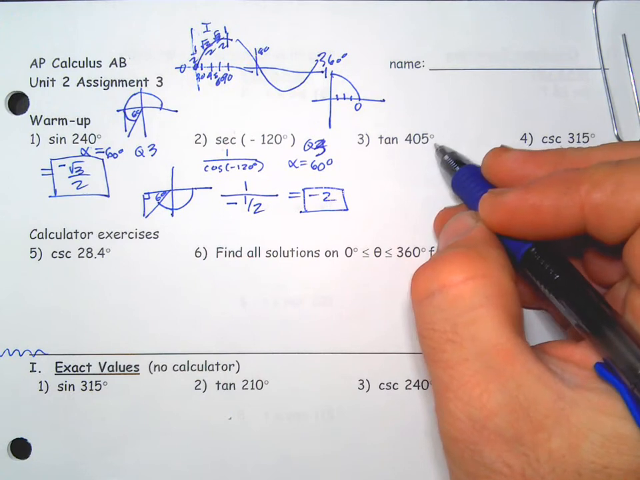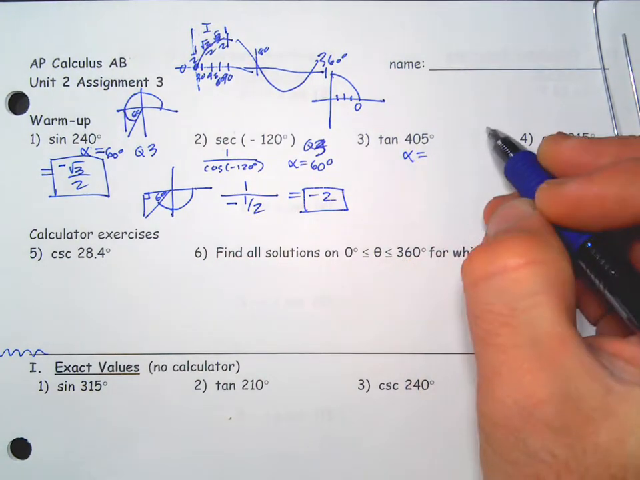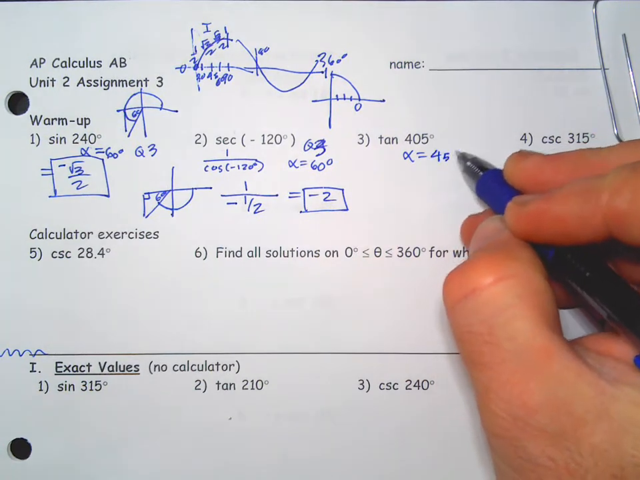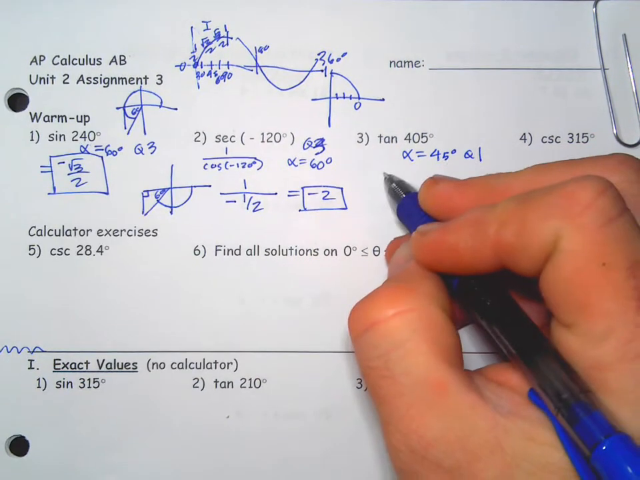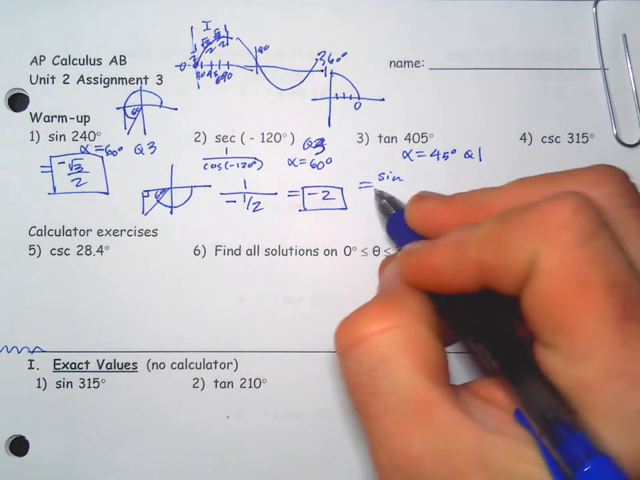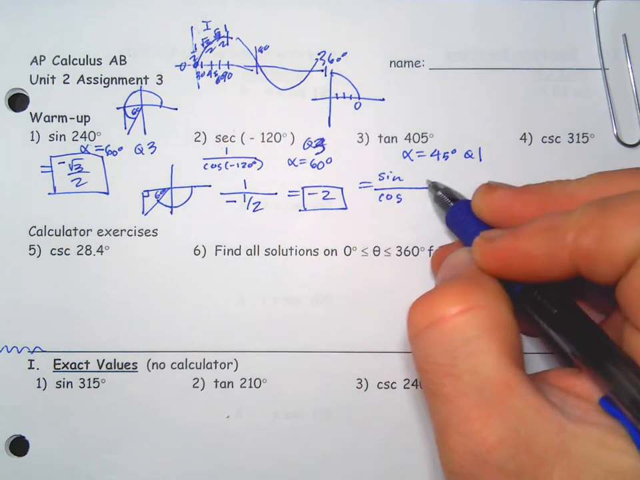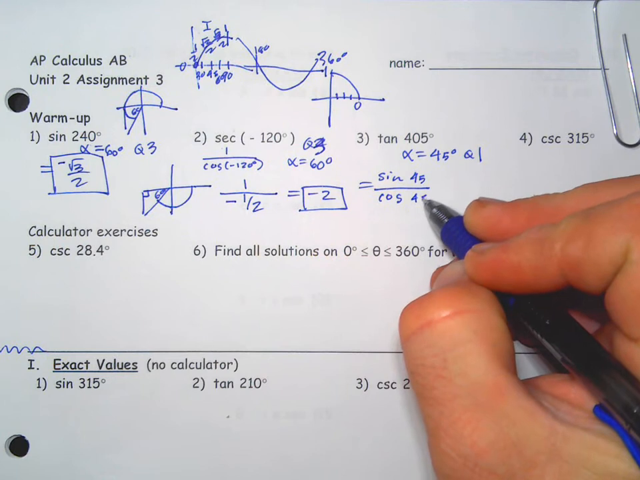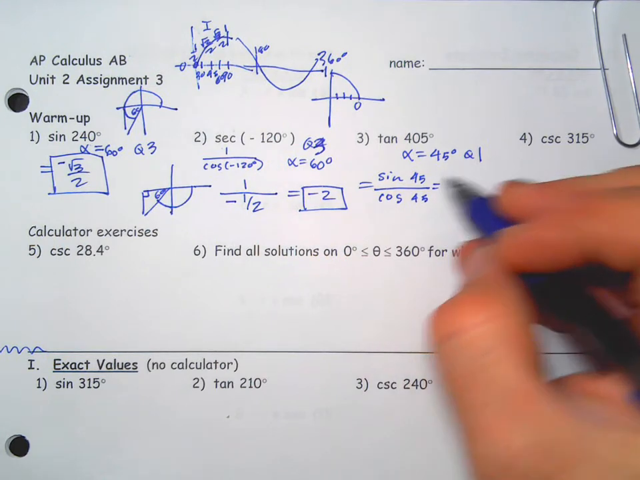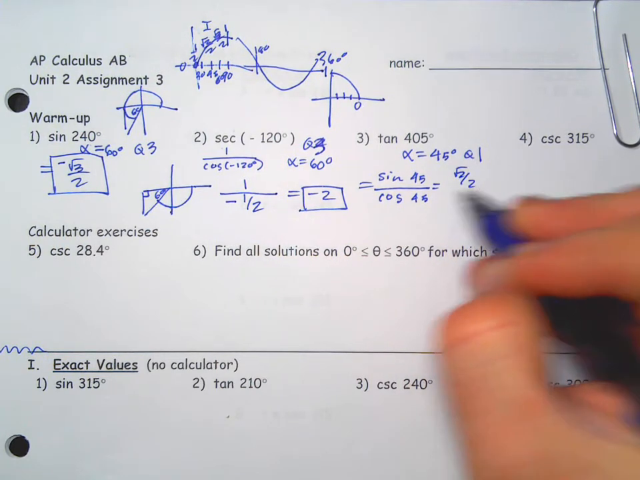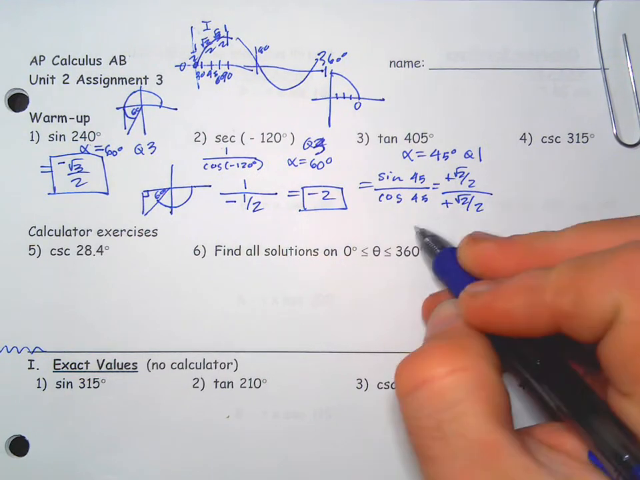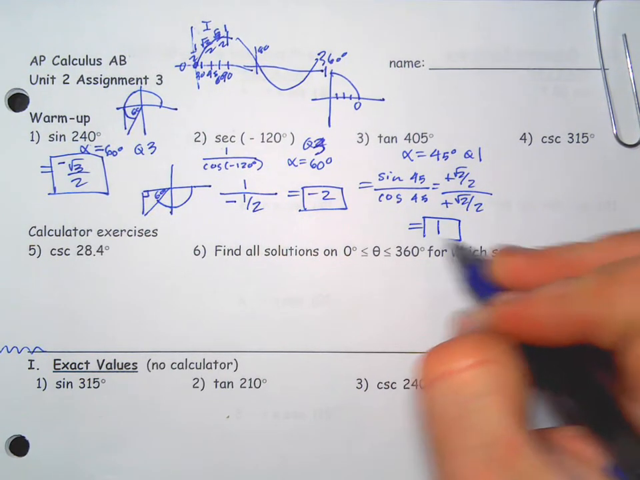Tangent 405, what's the reference angle? Well, 360 is a whole circle, so it's 45 degrees more. We're in quadrant 1. We want to do sine over cosine. I don't memorize tangent angles. So sine of 45 over cosine of 45, and then we'll figure out what they are. Sine is root 2 over 2. Cosine is root 2 over 2. They're both positive in quadrant 1. The answer is positive 1.